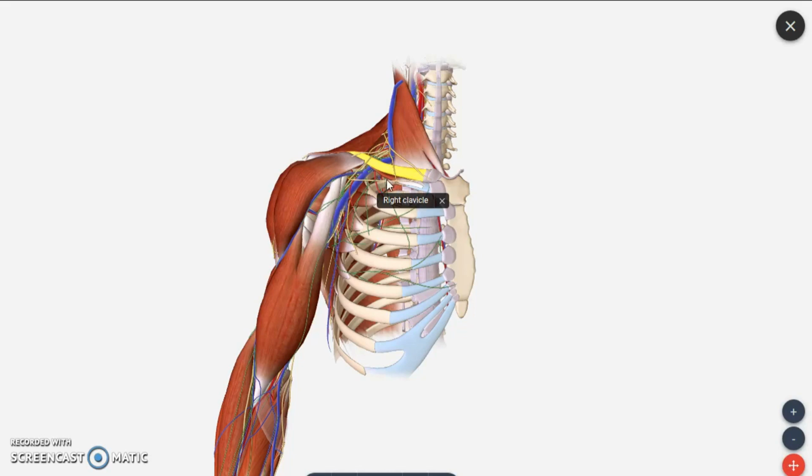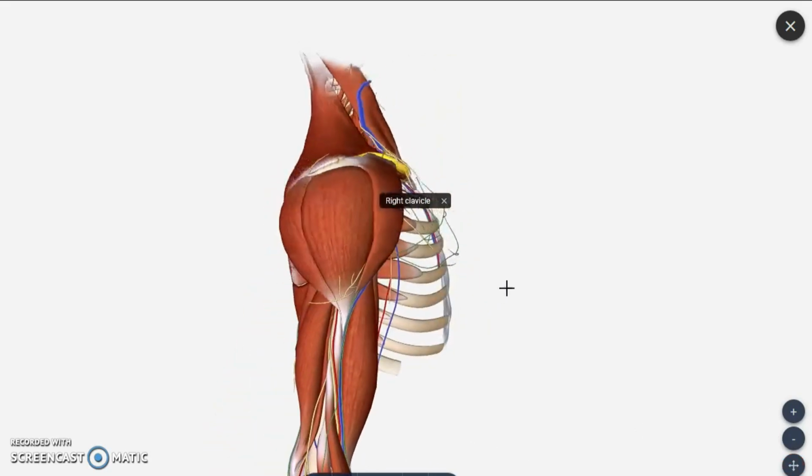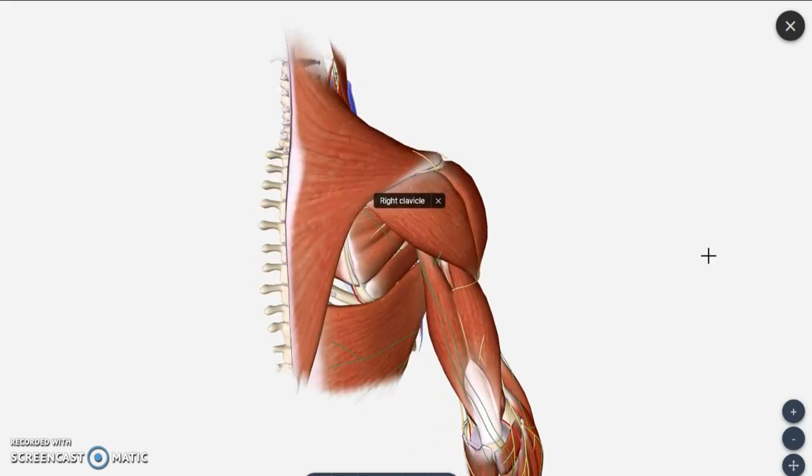Now we will deal with other regions of the upper limb. For the pectoral region, I think you are now oriented with three muscles and one bone. Now we are going to see the back of this same region. Behind the pectoral region we have the shoulder region. In the shoulder region, the first muscle is the trapezius.